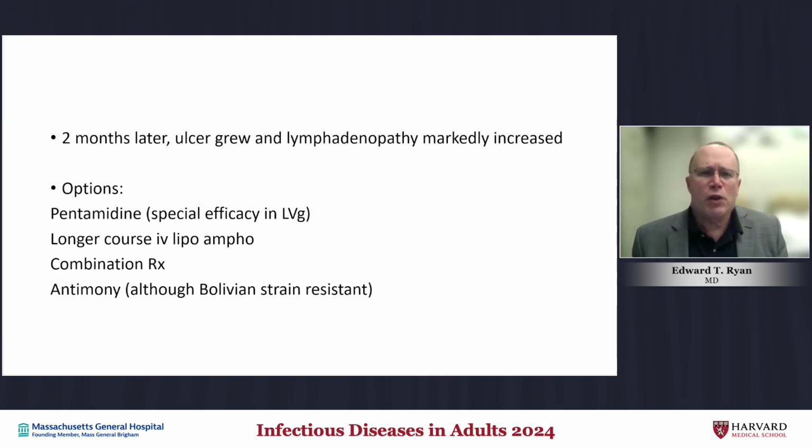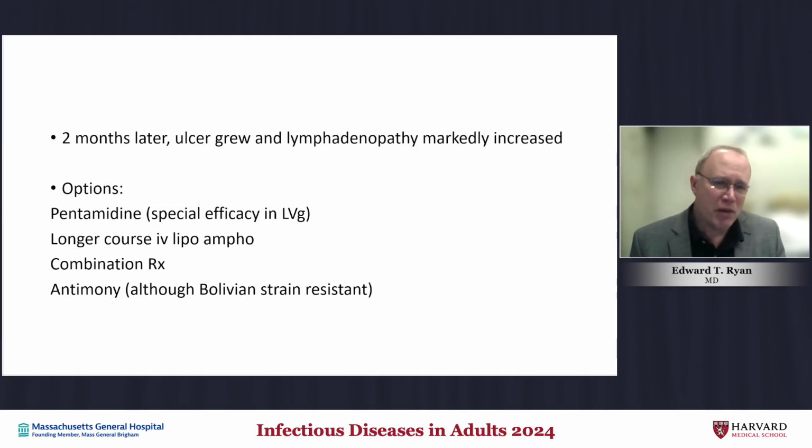However, even though there was some initial improvement, 2 months later it started to grow again and lymphadenopathy increased. And these relapses are pretty common with Braziliensis. It's a hard parasite to treat. So at this point, you have a couple of options, right? You can go to pentamidine, and you're not aficionados, but it does have special efficacy for the Guianensis complex. You can go with a longer course of IV amphotericin, but the pentamidine has lots of side effects. You can do combination therapy, or you could use antimony, the old pentavalents.